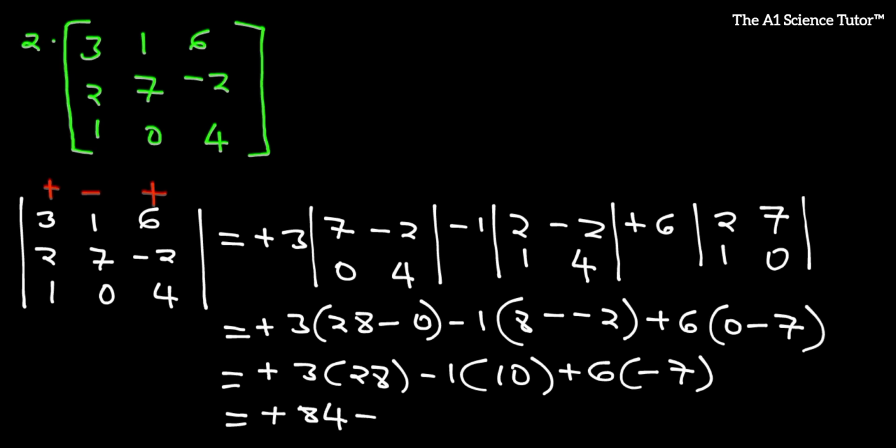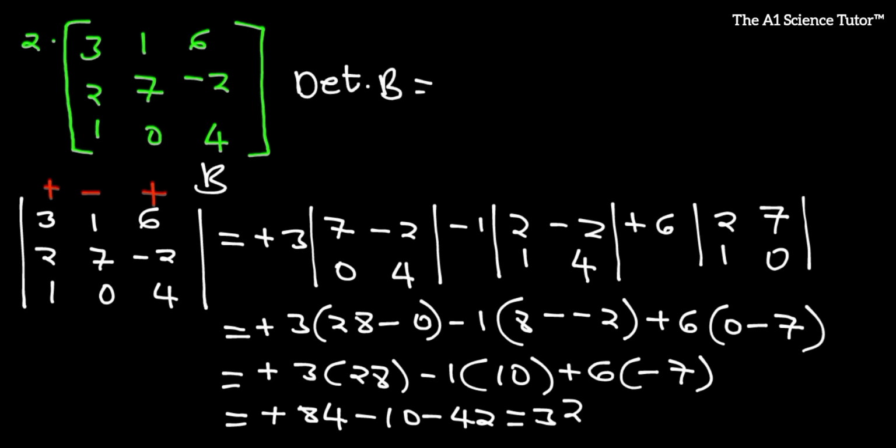Now here we have negative 10. And over there, this is going to be negative 42. So this is 84 minus 10 minus 42. So that is going to give us 32. So if we call this matrix B, this is going to be the determinant of the matrix B. And so that should be 32. So that is going to be the answer to this one.